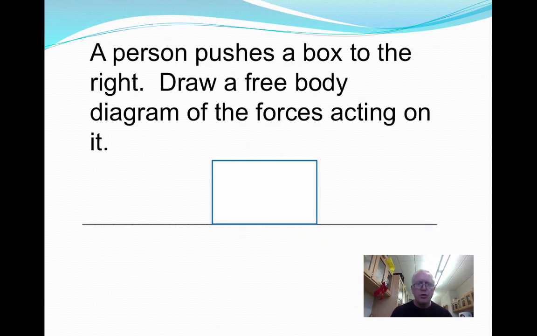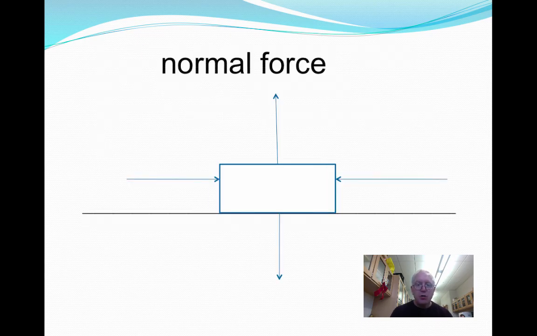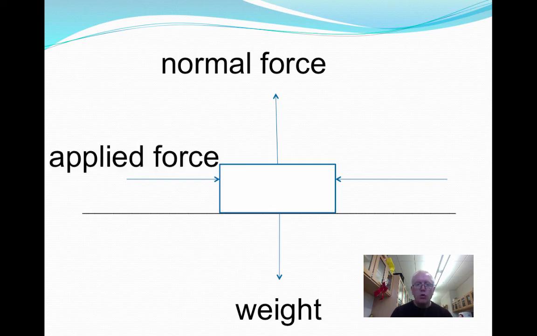How about if a person pushes a box to the right, then what are the free body diagrams going to look like? Well, as I've recommended, start off with the normal force and the weight. They're going to be there every time. If a person is pushing a box to the right, we'll call that their applied force. So here's my applied force with the arrow going to the right.